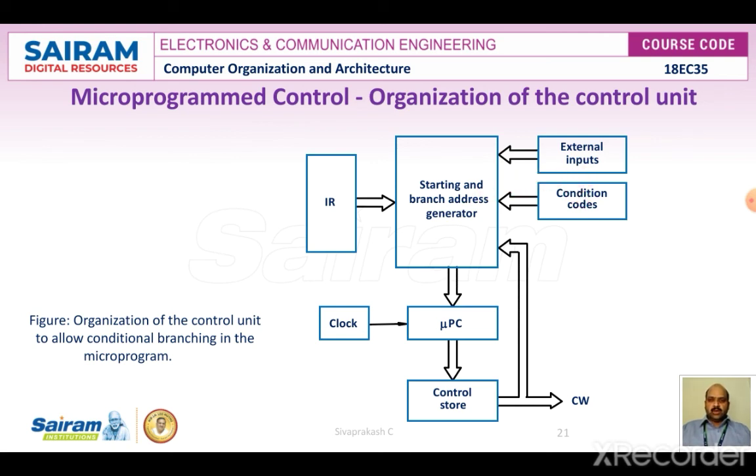In the control unit, the microprogram counter is incremented every time a new micro instruction is fetched from the microprogram memory, except in three situations. The first one: when a new instruction is loaded into the IR, the microprogram counter is loaded with the starting address of the micro routine for that particular instruction. Second, when a branch instruction is encountered and the branch condition is satisfied, the microprogram counter is loaded with the branch address.